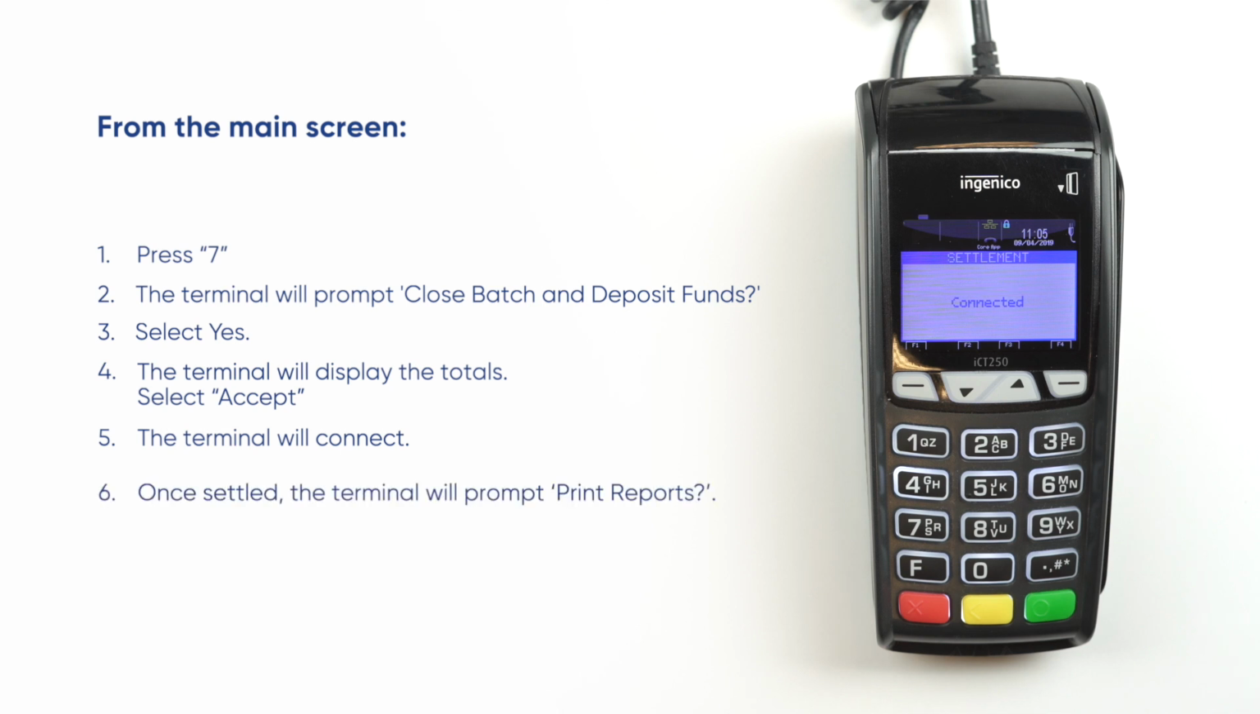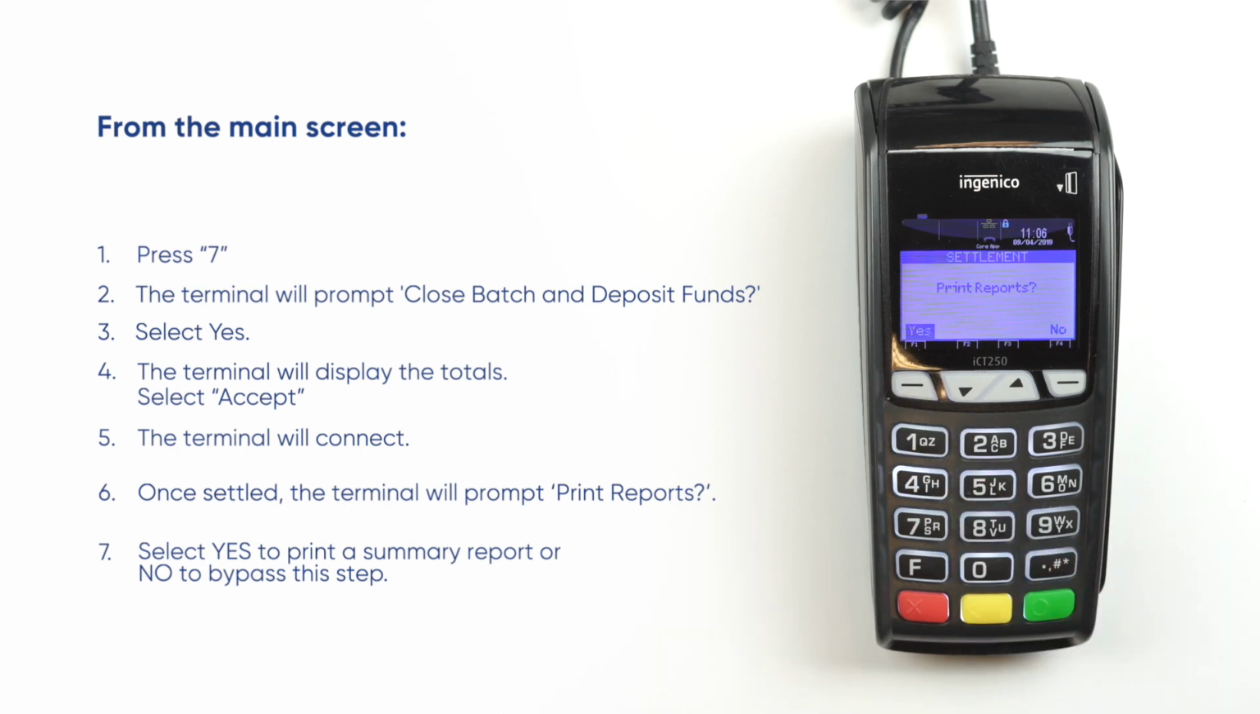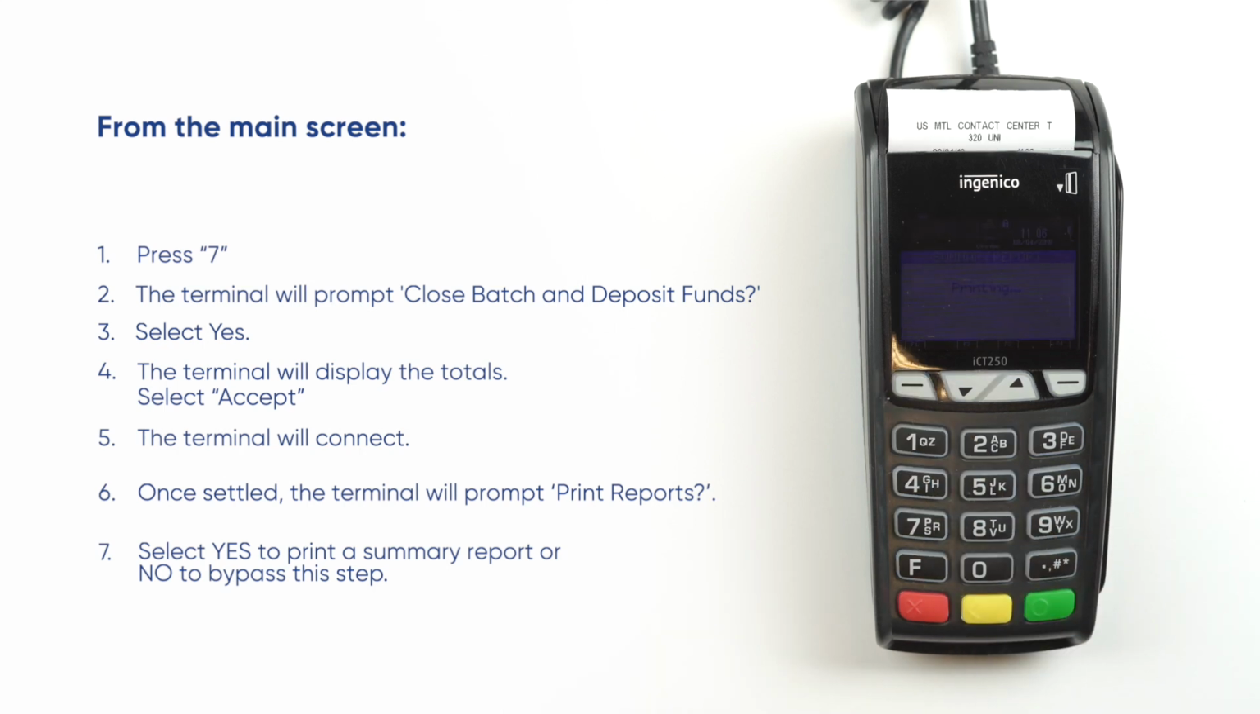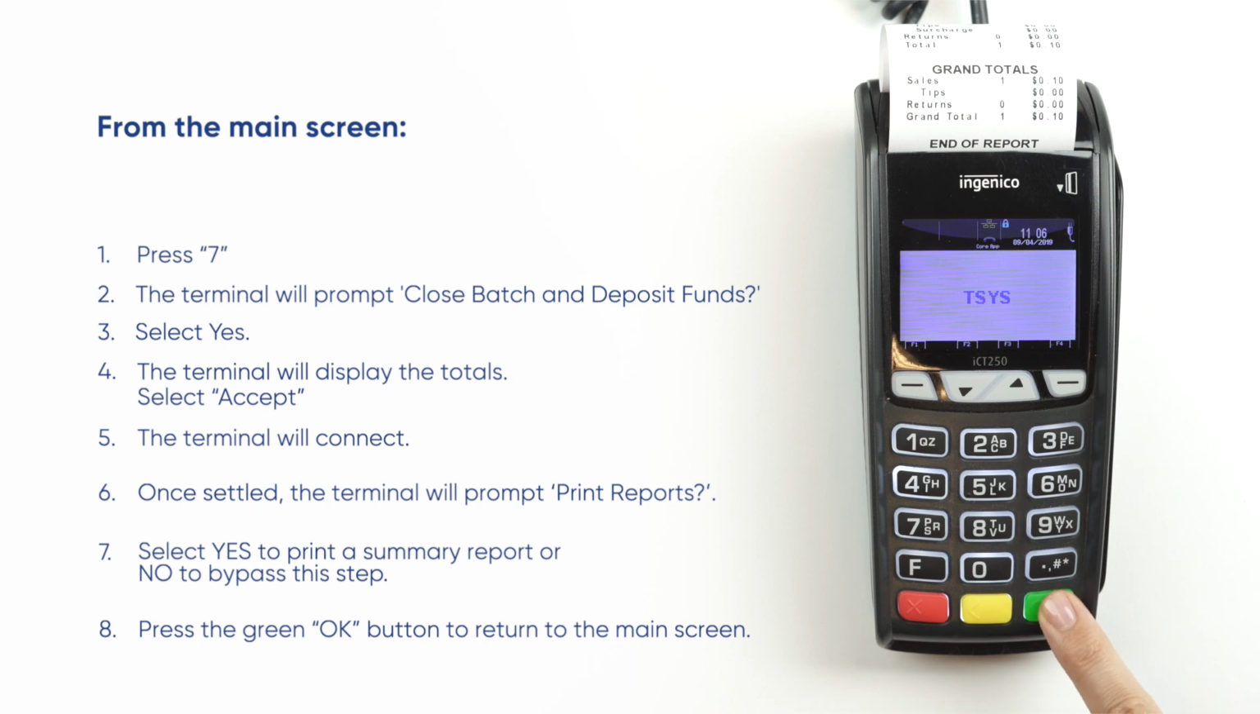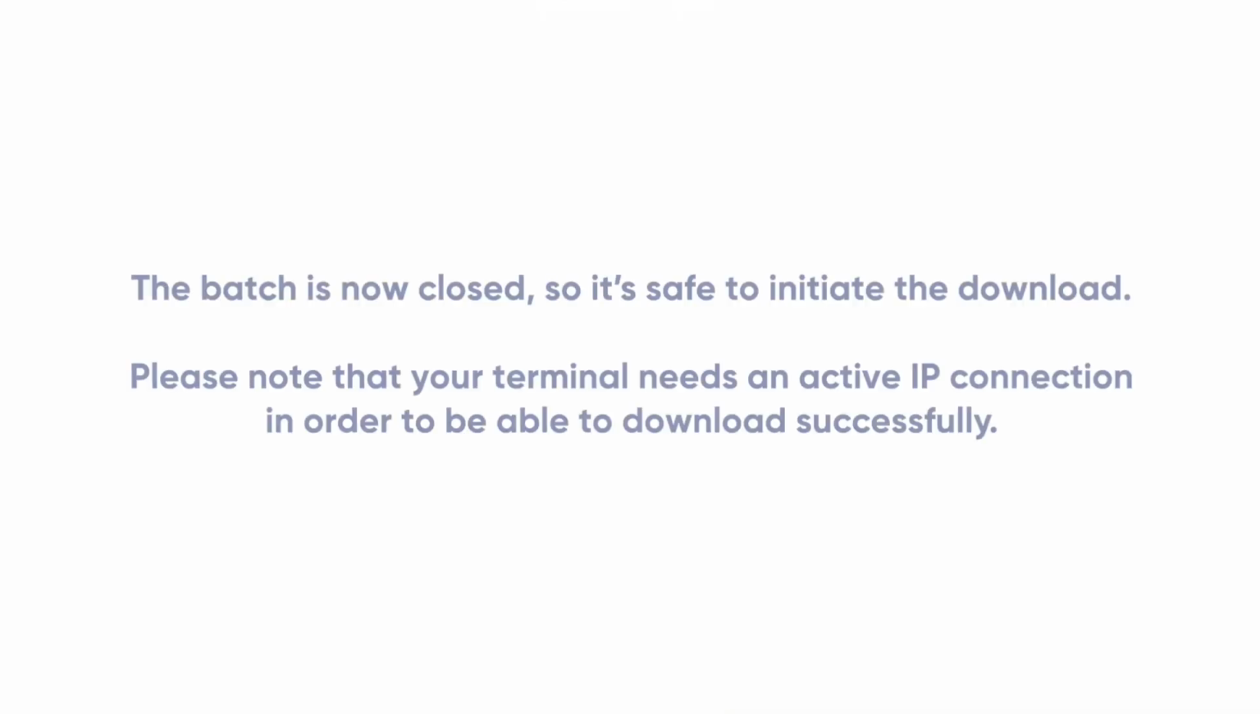Once settled, the terminal will prompt Print Reports. Select Yes to print a summary report, or No to bypass this step. Press the green OK button to return to the main screen. The batch is now closed, so it's safe to initiate the download. Please note that your terminal needs an active IP connection in order to be able to download successfully.